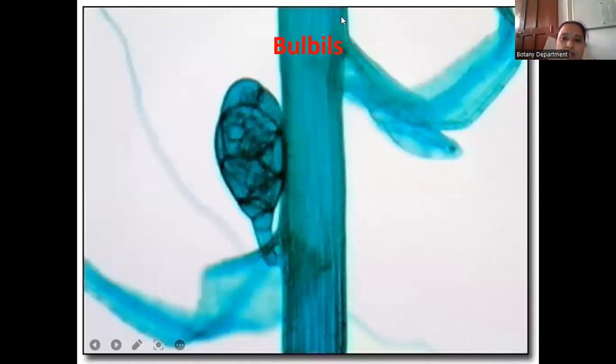Next, see here. This is the Chara. This part is the node, and in between is called the internode. In the node part, the bulbils are produced.